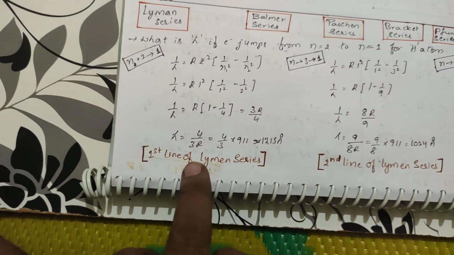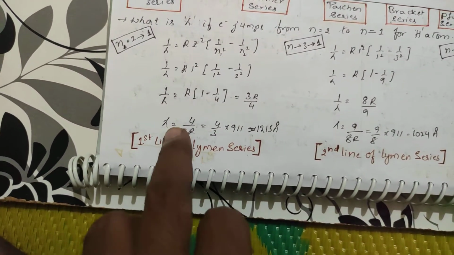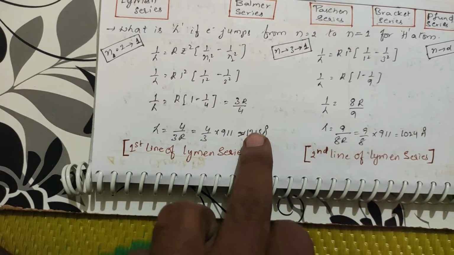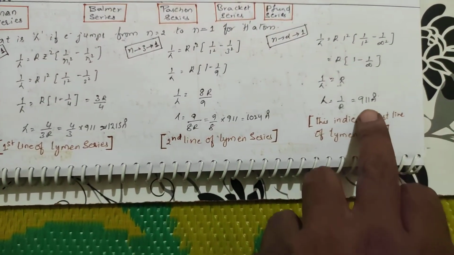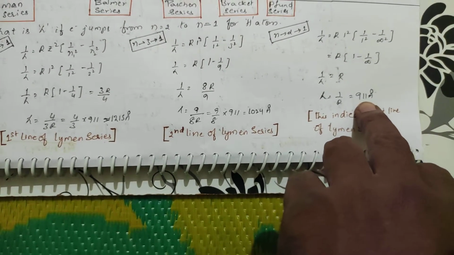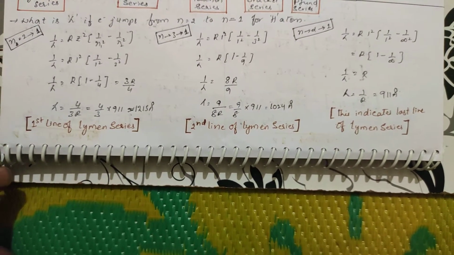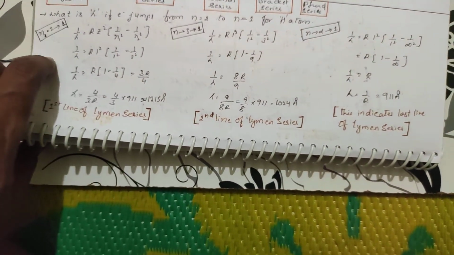For the shortest transition, it has the longest wavelength. Wavelength is longer, so this is the shortest transition. Wavelength is minimum, so this is the longest transition. If the transition is high, lambda will be less. Okay students, this is for the Lyman series.